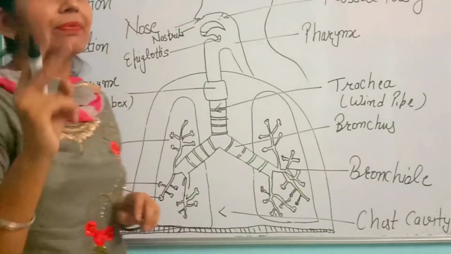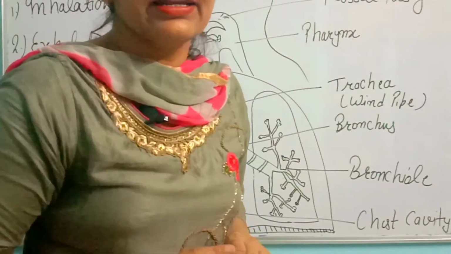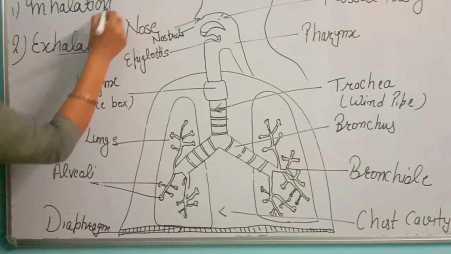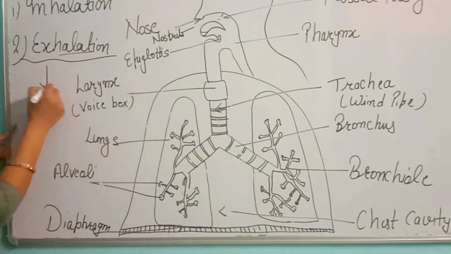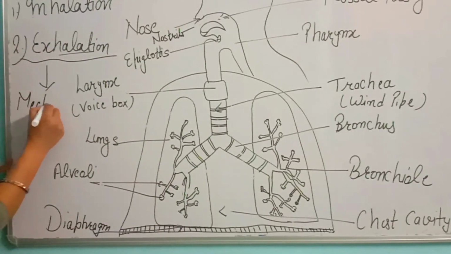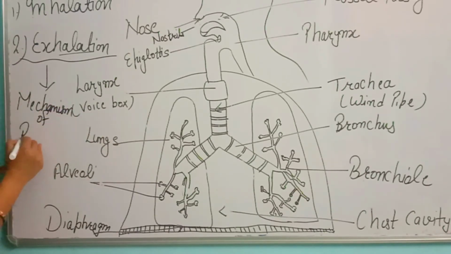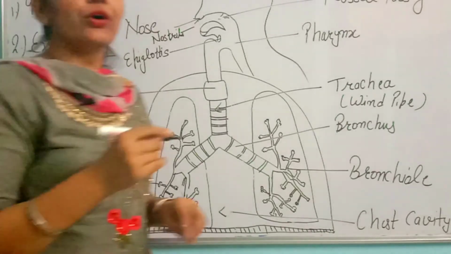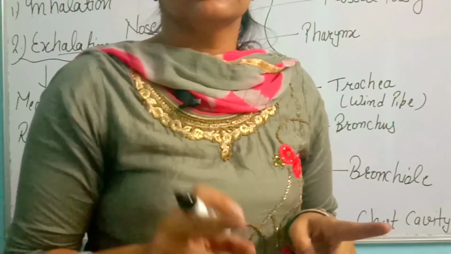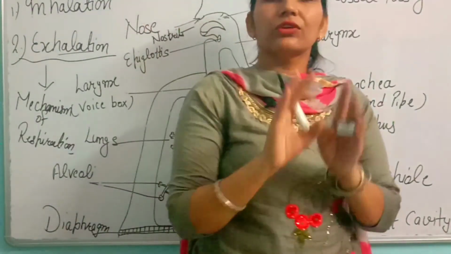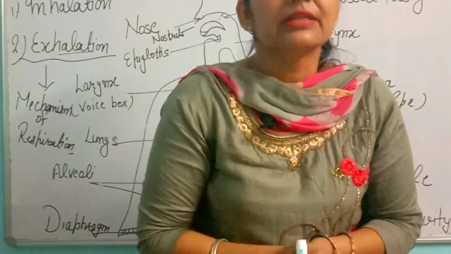There are 2 steps, inhalation and exhalation. That is also known as the mechanism of respiration. Now I am going to draw a flow chart. With the help of this flow chart, you can easily understand the working of the respiratory system.